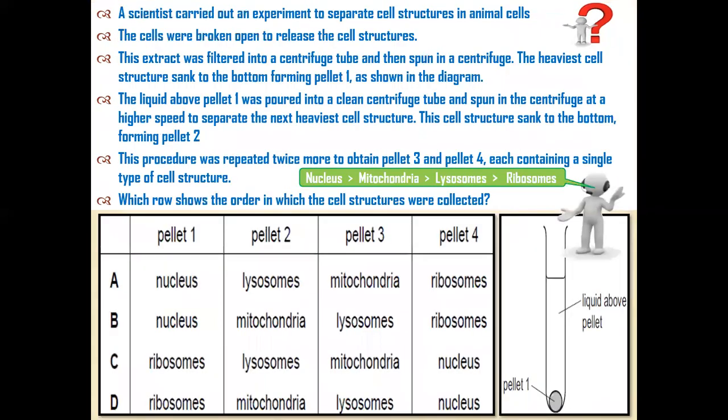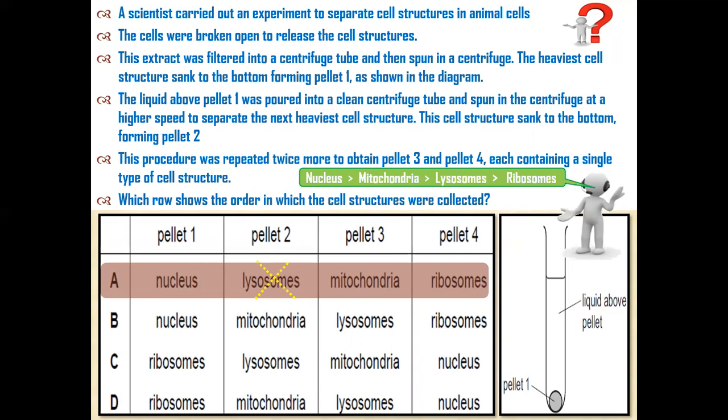Right now, we're going to check, on the basis of this given concept, what would be the correct answer. We have the concept that the nucleus, mitochondria, lysosomes and ribosomes come in a sequence. We're going to check option number 1. Now in this option, after the nucleus it should be mitochondria, but in pillar 2 lysosome is coming. It is a wrong option.